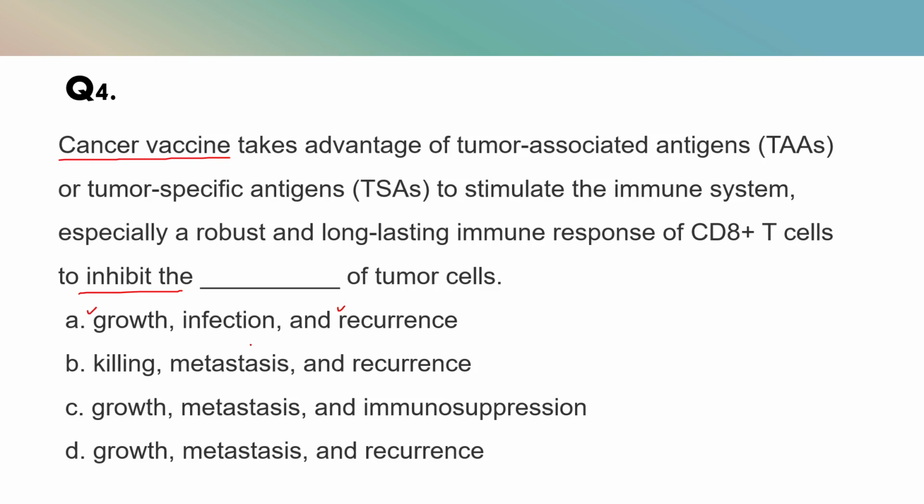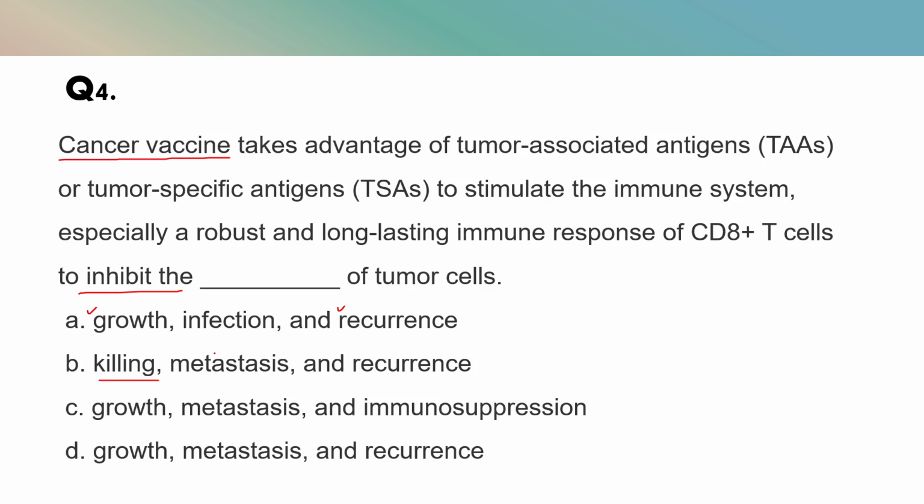Next thing is killing. See, inhibit the killing of tumor cells. So do you want to inhibit the killing of tumor cells? If we inhibit the killing, it means death of tumor cells. If you don't want to kill the tumor cells, then the tumor cells will generate more and more, and that will lead to production of very deadly kind of cancer. Yes or no? Okay, I think you understood.